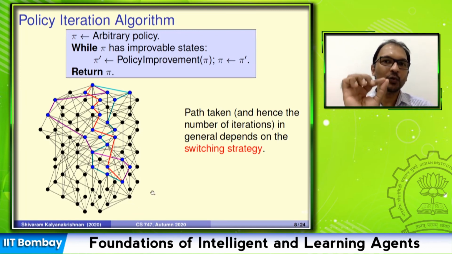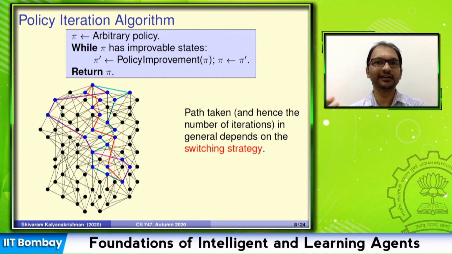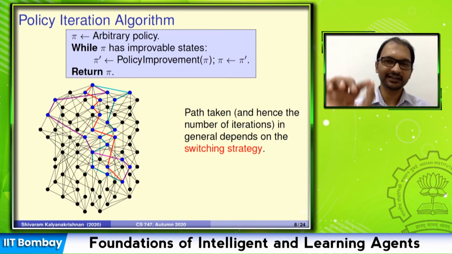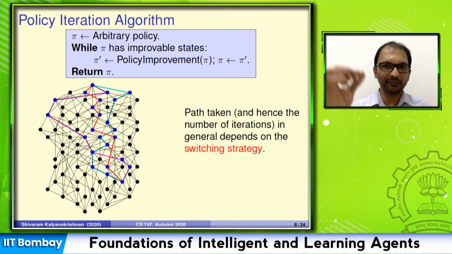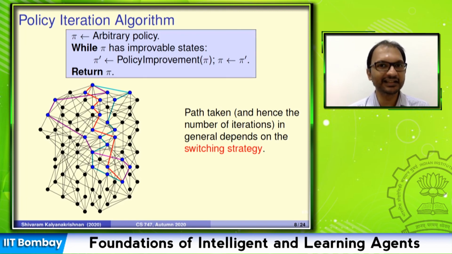The actual route through this lattice from our starting policy to the optimal policy is going to depend on how we do policy improvement, or rather how you decide which states to switch, and which actions to switch to in those states. That is called a switching strategy. If you have a different switching strategy, you can get different paths through this lattice to the top. The number of iterations policy iteration takes to reach the top also depends on it. So the running time of policy iteration depends on the number of policies visited along this path, which can be thought of as the number of iterations. Each iteration itself is just a polynomial time thing, polynomial in the number of states and actions. So this is policy iteration.